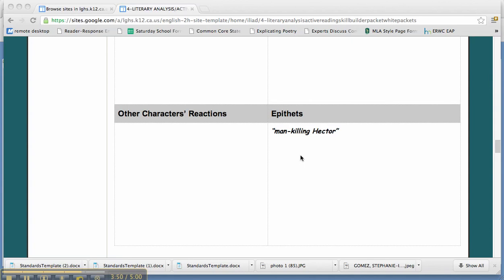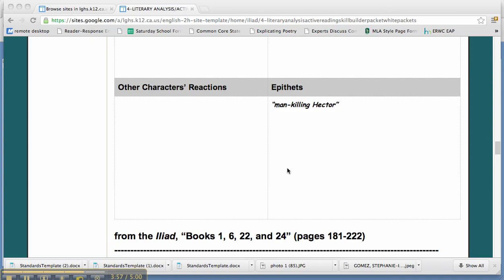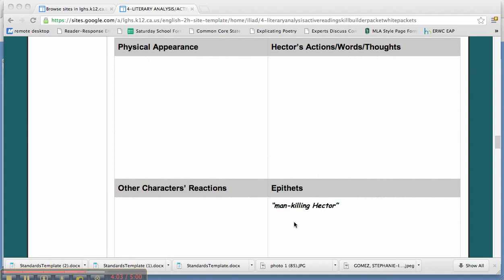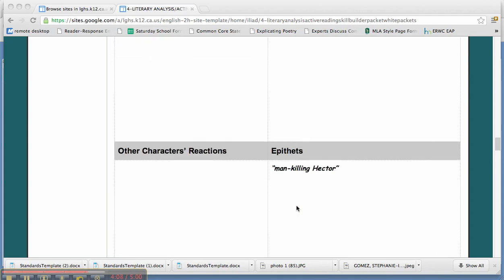So we've already kind of discussed this. The man killer would be Hector. That's his epithet, man-killing Hector. So that's just what you do here. You're going to put bullets here, 3 bullets in each one, something that tells you, based on the physical appearance, Hector's actions, words, other characters' reactions, and epithets, what Hector is like.